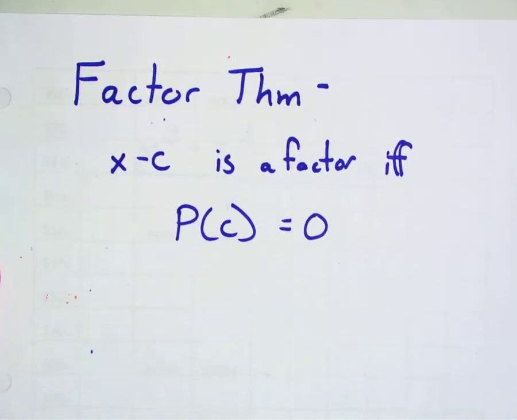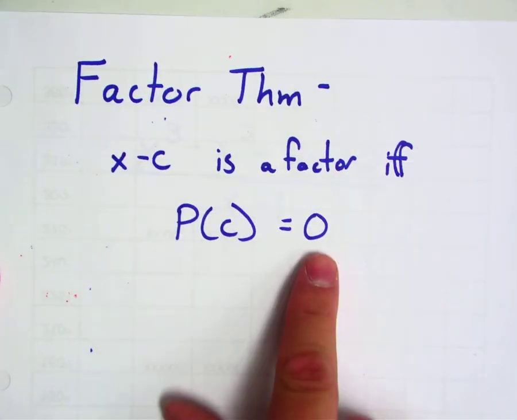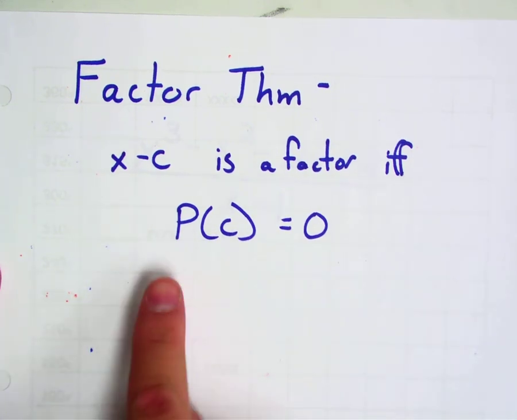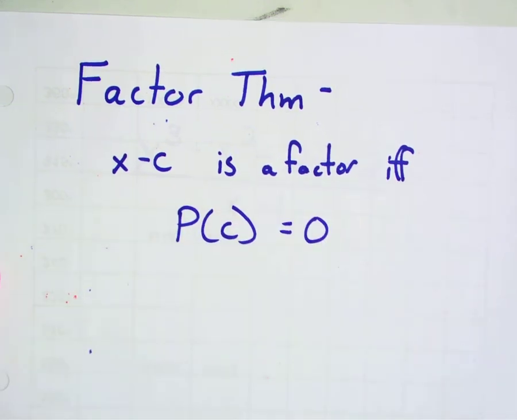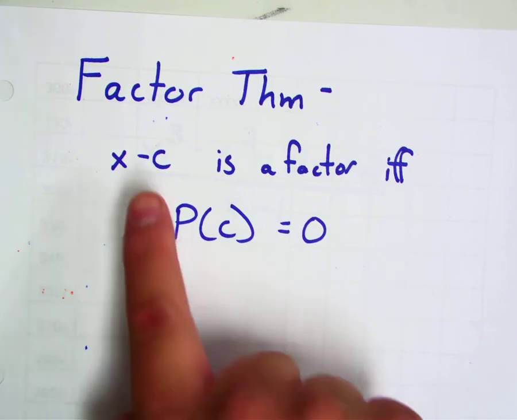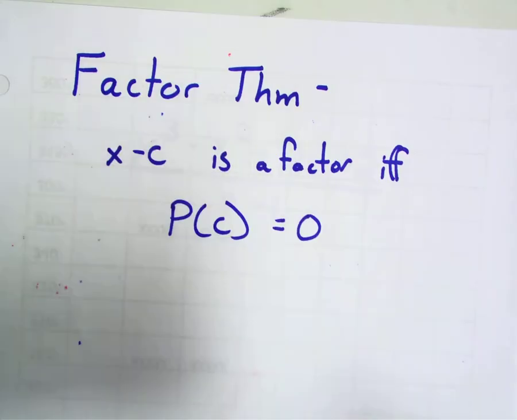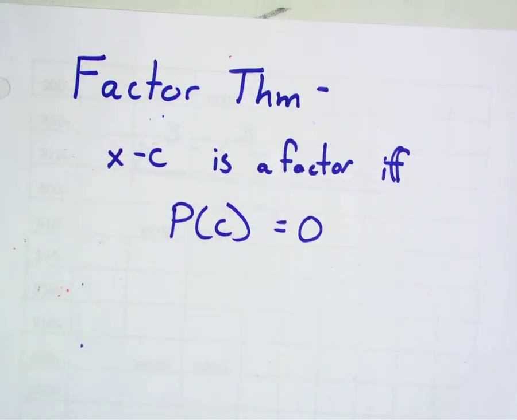useful part of this. It says that if x minus c is a factor, then p of c is 0. And it works the other way. If p of c is 0, then x minus c is a factor. In other words, x minus c is a factor means that the remainder is 0, which means p of c is going to be 0. And this is really important because it's what lets us factor polynomials and find their zeros.